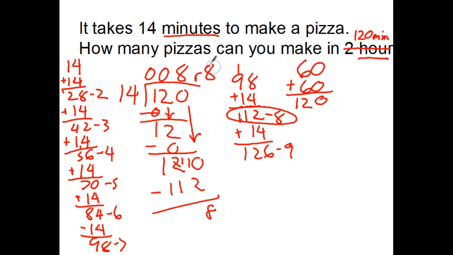8, remainder 8. How many pizzas can you make in 120 minutes? I can only make 8. This remainder 8 is 8 minutes that my last pizza's been being made. So it's not totally finished yet. So I would just have 8 pizzas.